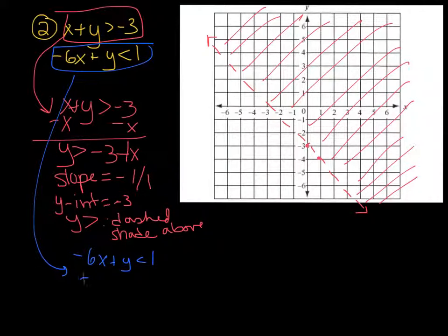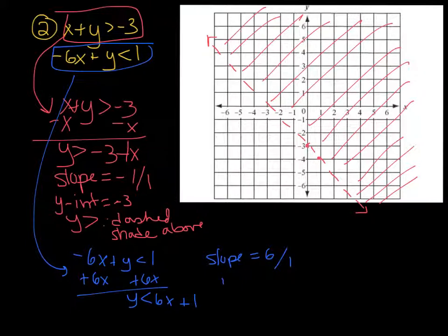And I'm going to do that by adding 6x to both sides, which gives me y is less than 6x plus 1 or 1 plus 6x. So my slope is going to be 6, or 6 over 1. My y-intercept is just 1. I have y is less than, which means I have a dotted line, and I'm going to shade below.